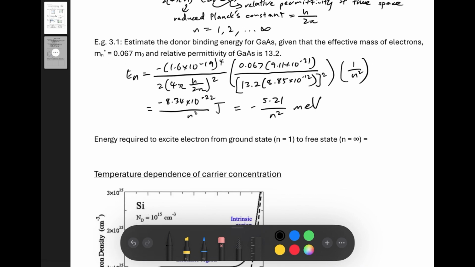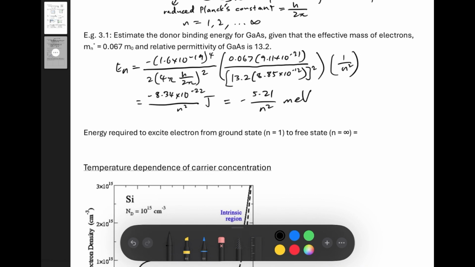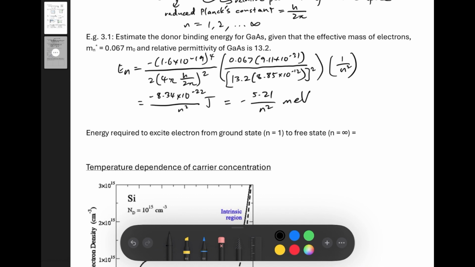So what exactly is n? We can use this in an example here, which is the energy required to excite an electron from ground state to free state, n infinity. So because it's 1 to infinity, the energy required is 5.21 milli electron volt. Because when n equals 1, the binding energy is this, and then when n equals infinity, it's 0. So 0 minus this is equal to 5.21.